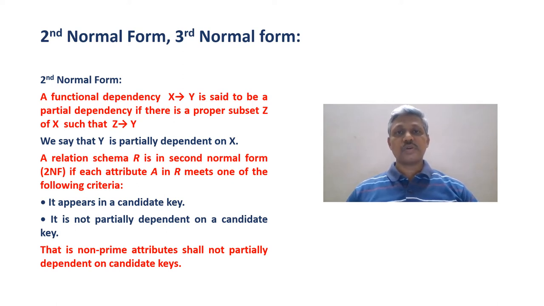If it happens for every attribute A, then we call the schema to be in second normal form, and the entire database is in second normal form if every schema satisfies the second normal form conditions. Or putting it in another way, every non-prime attribute shall not partially depend on candidate keys. If it satisfies, we call the schema to be in second normal form. We'll see an example of how this can be observed.